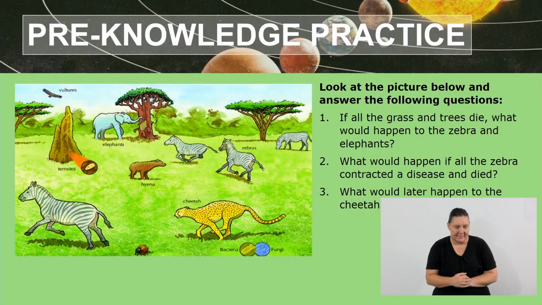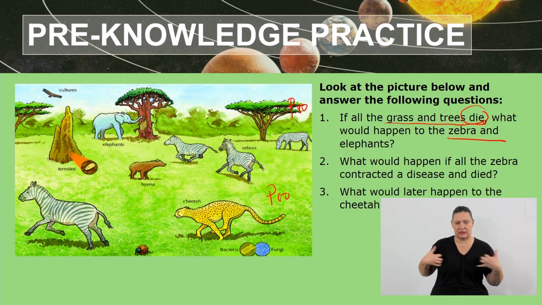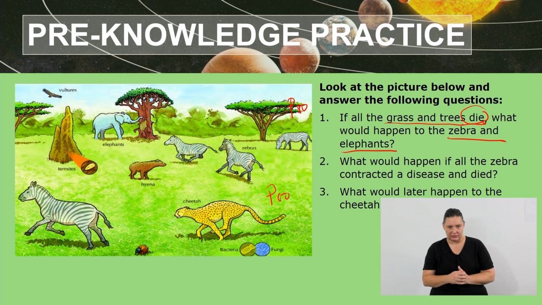Our question says, look at the picture alongside and answer the questions that follow. Our first question says, if the grass and trees die, and if you remember, grass and trees are our producers. If they die, what would happen to the zebras and elephants? And if you remember, zebras and elephants are our herbivores, which means they feed on the grass and the trees.